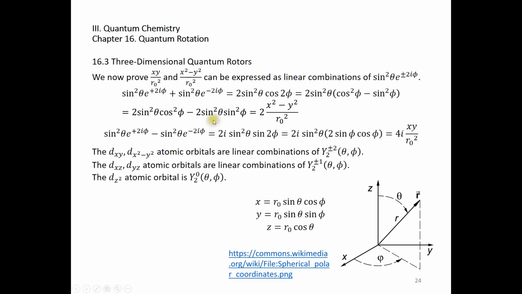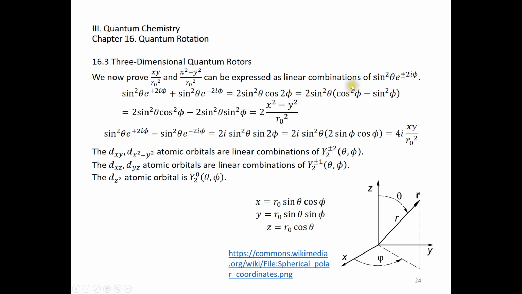Or we can just look at this page. We can prove xy and x squared minus y squared can be expressed as linear combinations of these two complex functions. So we can sum up these two complex functions right here, and then we have 2 sine theta squared times cosine 2 phi. Cosine 2 phi is cosine phi squared minus sine phi squared. So we have these two terms. Sine theta times cosine phi is x over r naught. Sine theta times sine phi is y over r naught. So you can see the result is proportional to x squared minus y squared. And this is just the dx squared minus y squared atomic orbital.